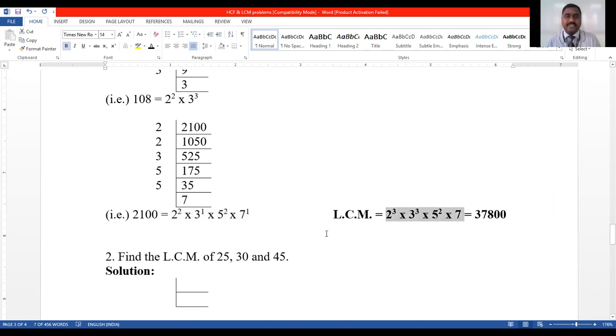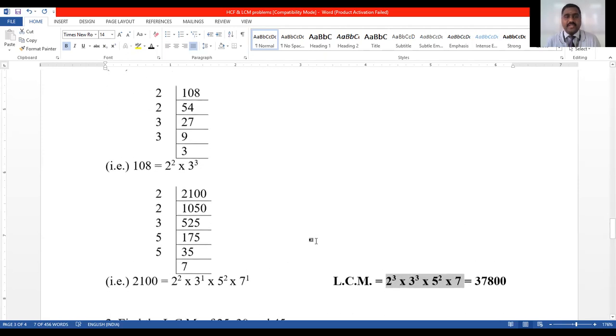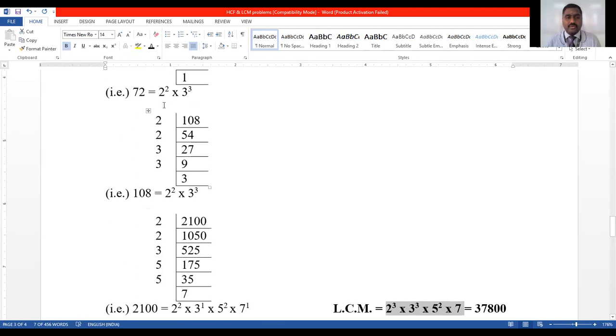But what is the condition? We have to take all the divisors with highest power. So what is the highest power of 2? Here it is 2 power 2, 2 power 2, 2 power 2. So we can take 2 power 2. And then what is the highest power of 3? See here, 3 power 3 is there, and 3 power 3 is there, 3 power 1. So 3 power 3 is highest.